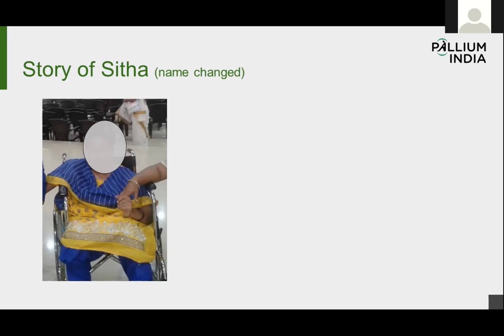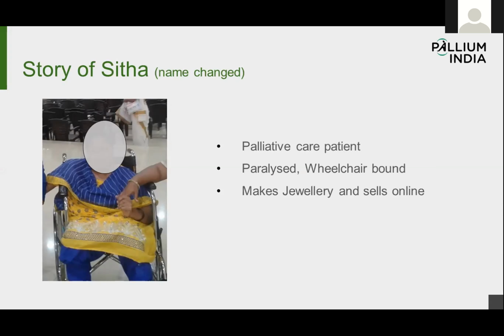And not just that. Let me share the story of Sita. She is a palliative care patient. She had some kind of growth in her spinal area, and then there was a surgery, and she became wheelchair bound. But today, she is the only earning member of the family. She has her parents, whom she is also taking care of.